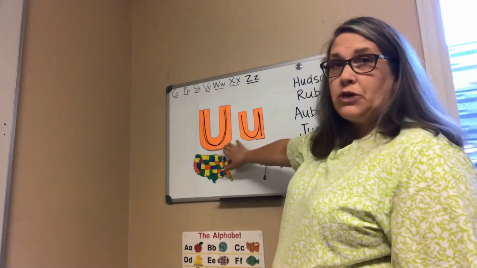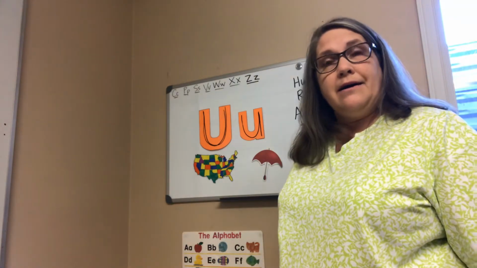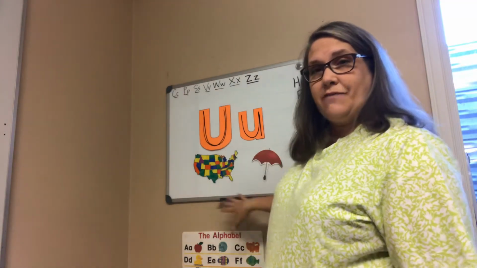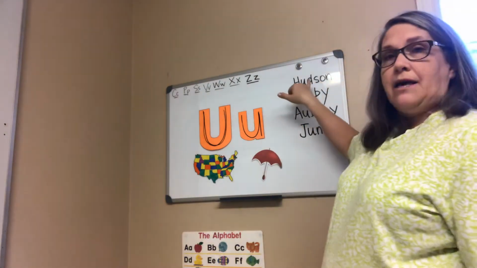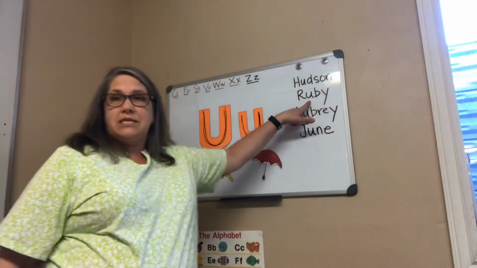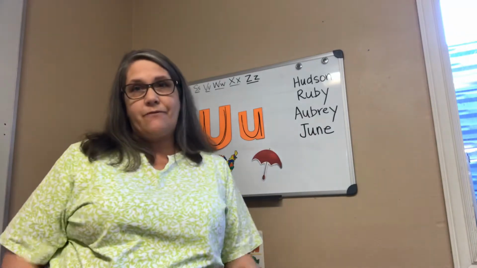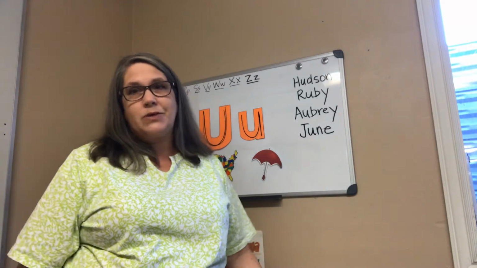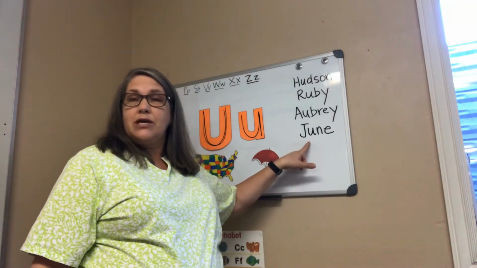So here we go. U says its name, U, or it can also say its short sound. And here's our example. United States of America, or umbrella. And we had some of our friends' names. Hudson says the sound. Ruby says the oo, or the u. Aubrey, now that's where it's tricky, and it combines together with the A to actually make the O short sound. So tricky letters. And June says the U sound. Can you hear that U?